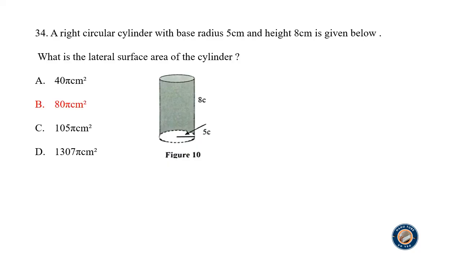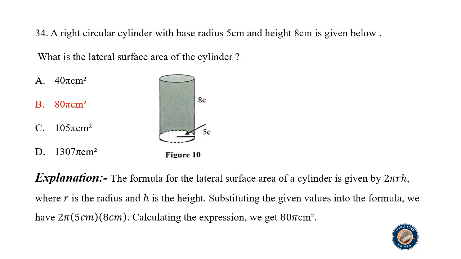The answer will be 80 pi centimeter square. The formula for the lateral surface area of a cylinder is given by 2 pi RH, where R is the radius and H is the height. Substituting the given values into the formula, we have 2 pi into 5 centimeter times 8 centimeter. Calculating the expression, we get 80 pi centimeter square.